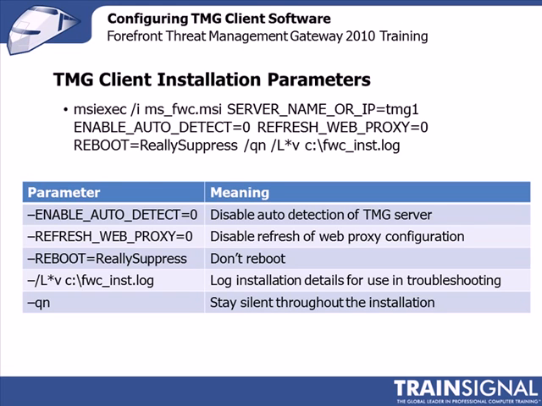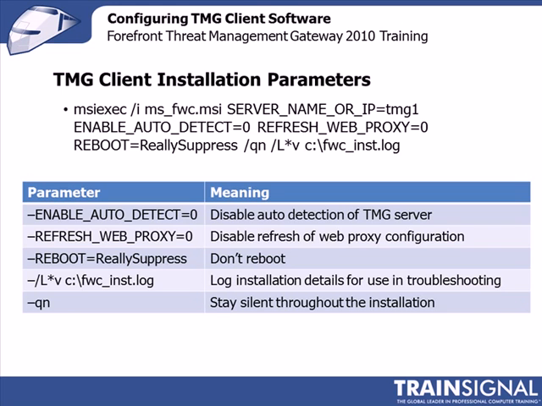We have msiexec /i, which is install, ms_fwc.msi. That's the file we installed. The server name or IP is TMG1. This is the name of the Threat Management Gateway server that we want to use. We have ENABLE_AUTO_DETECT=0, which disables auto detection to the Threat Management Gateway server because in this case we use the server name or IP parameter. REFRESH_WEB_PROXY=0 disables refresh of web proxy configuration. If you don't want to do that, put a 1 there if you want to enable that. You can do REBOOT=ReallySuppress to not force a reboot in the event that the client is installed.